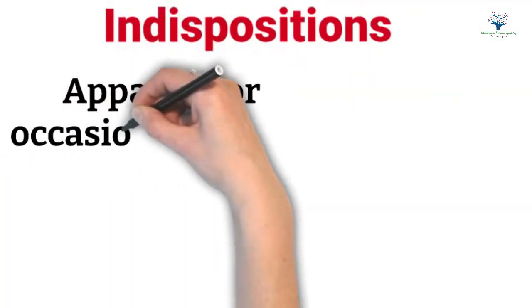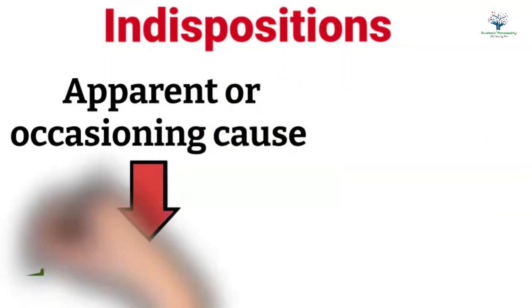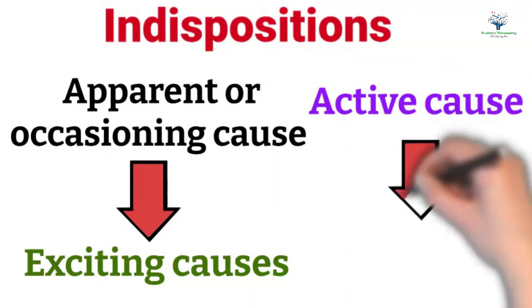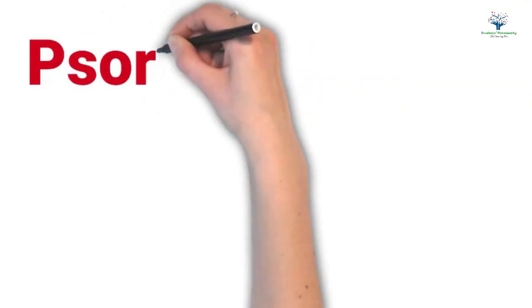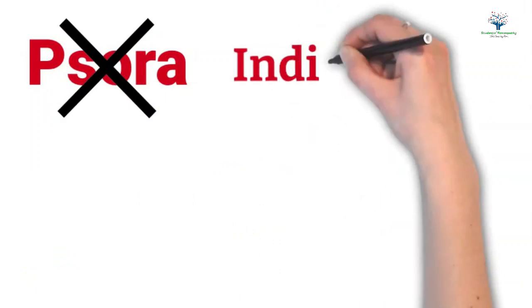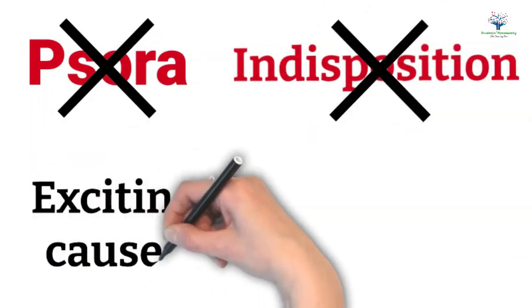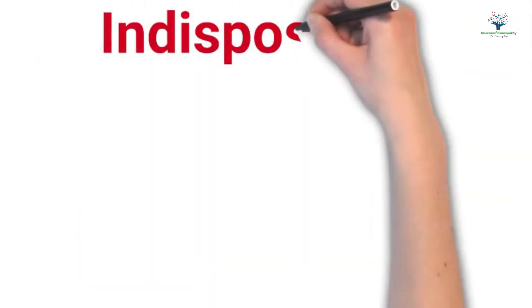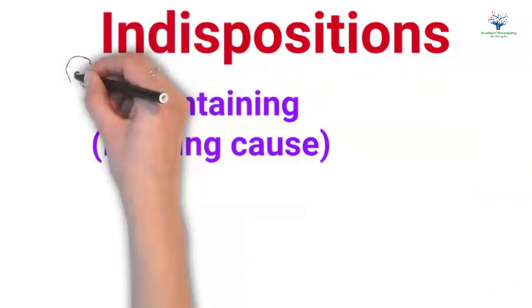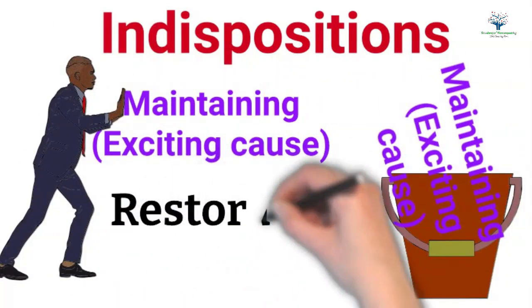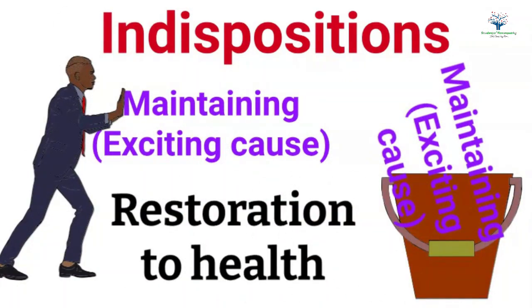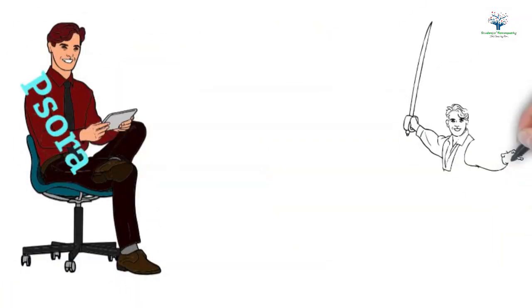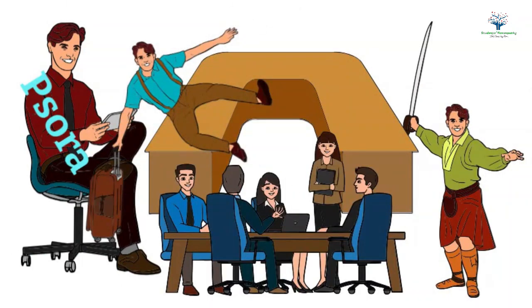The apparent or occasioning cause of indisposition is the exciting causes, but the active cause is within, that is the miasmatic cause. Without having Psora within, one cannot suffer from indisposition despite the exciting causes, as there will be an ordered state. However, in indisposition, the removal of the maintaining or exciting cause is likely to restore the patient to health.